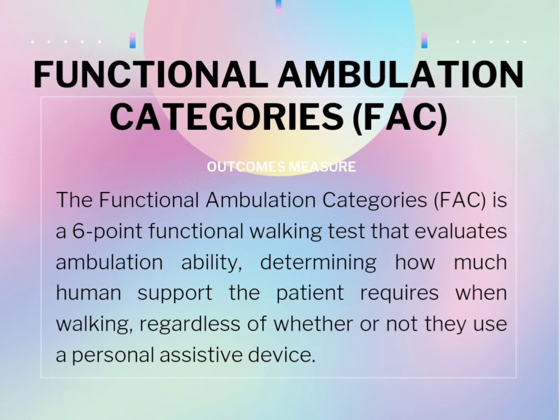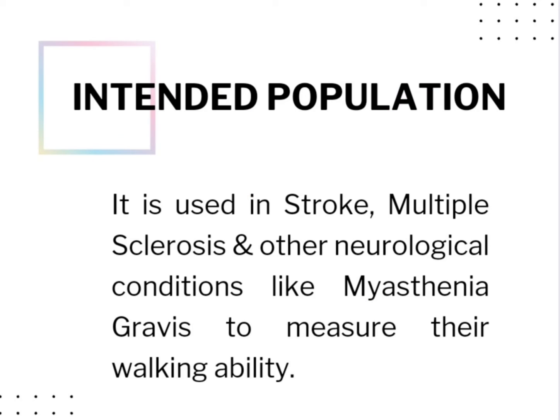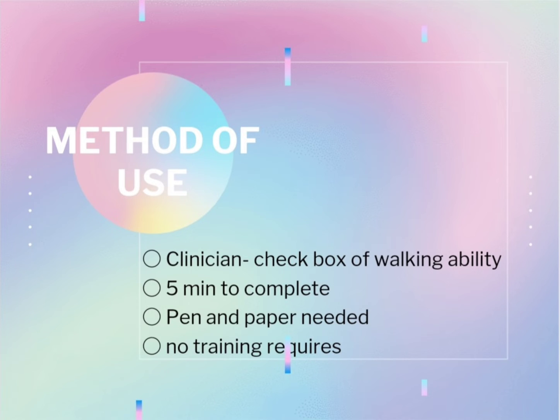Now let's move on to the second outcome measure, the functional ambulation categories. The functional ambulation categories is a 6-point functional walking test that evaluates ambulation ability, determining how much human support the patient requires when walking, regardless of whether or not they use a personal assistive device. It is intended for individuals with stroke, multiple sclerosis, and other neurological conditions like myasthenia gravis to measure their walking ability. Now for its method of use.